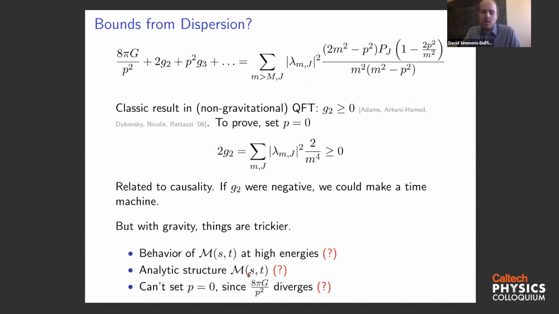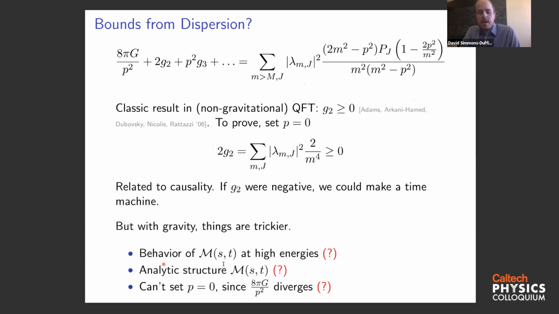And then there's a more annoying technical problem, which is that we just can't set p equals 0 in the case of gravity, because there's this pole that is coming from graviton exchange. So this is basically the propagator of the graviton. And it becomes infinity if we set p equals 0.